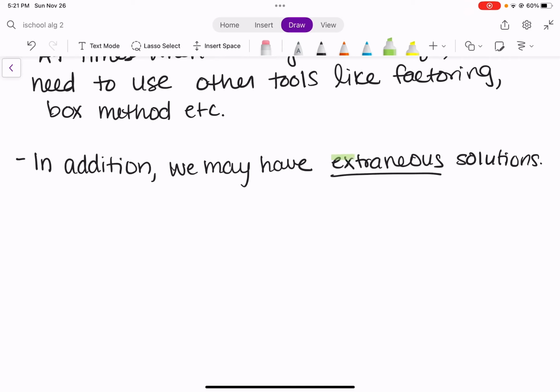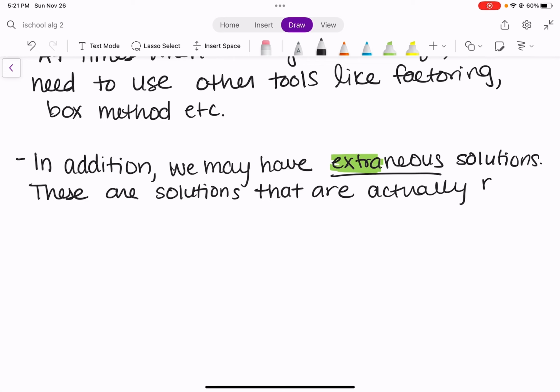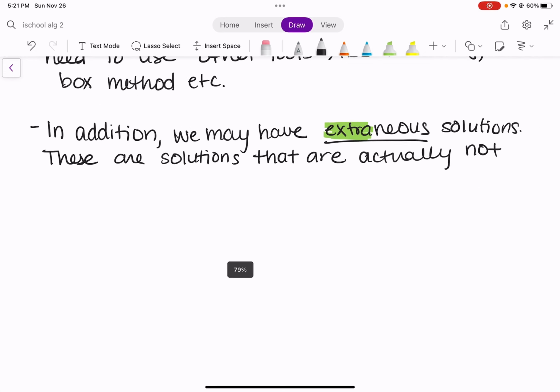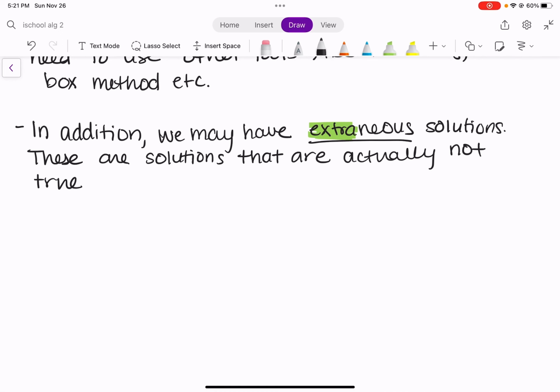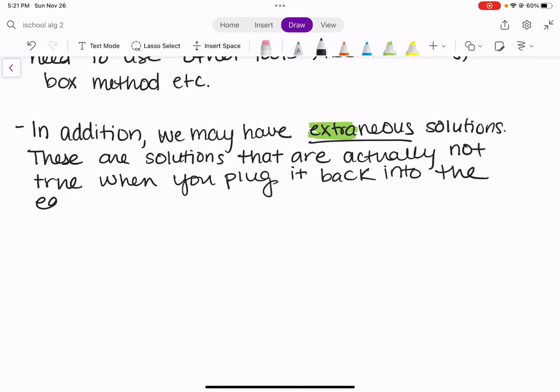So as you can see, extraneous has the word extra because what this basically means is these are solutions that are actually not true when you plug it back into the equation. Okay, so in this example that I'm going to show you, we're going to actually get two different answers, but one of them is extraneous.